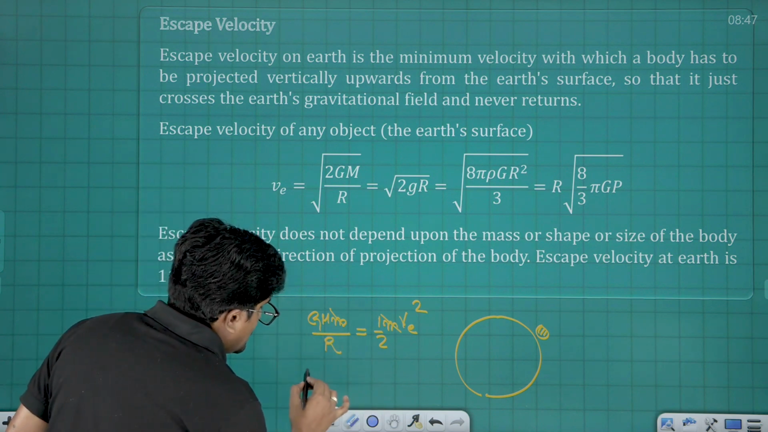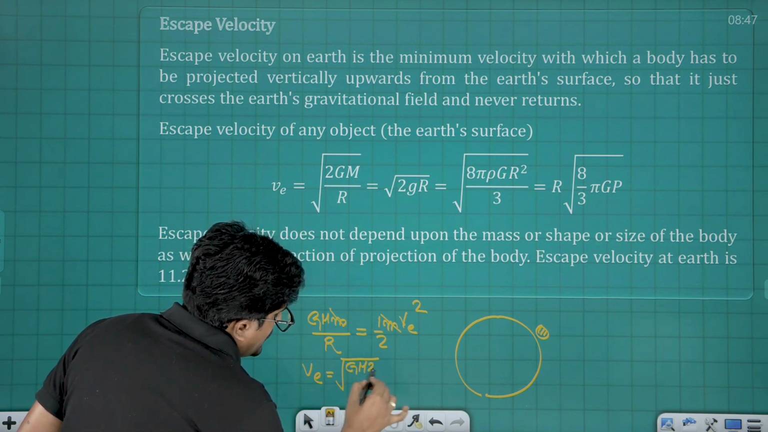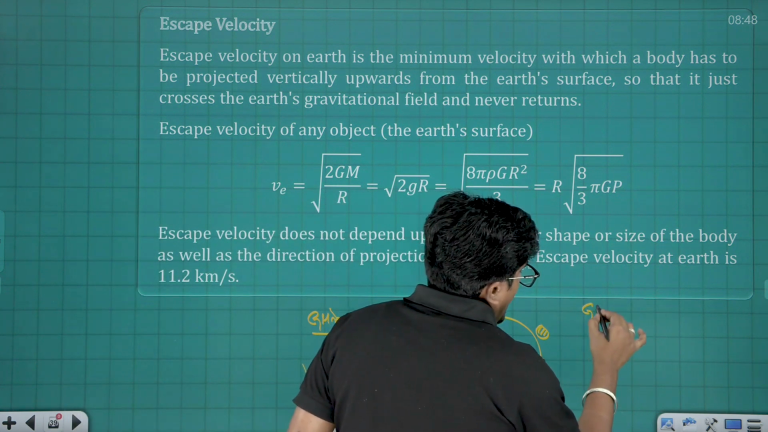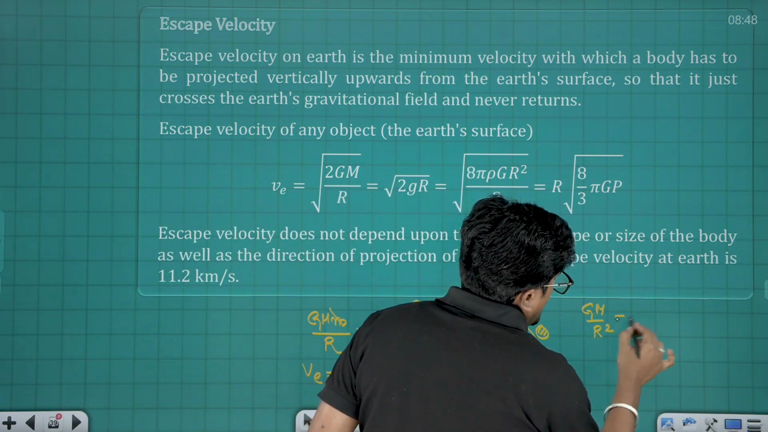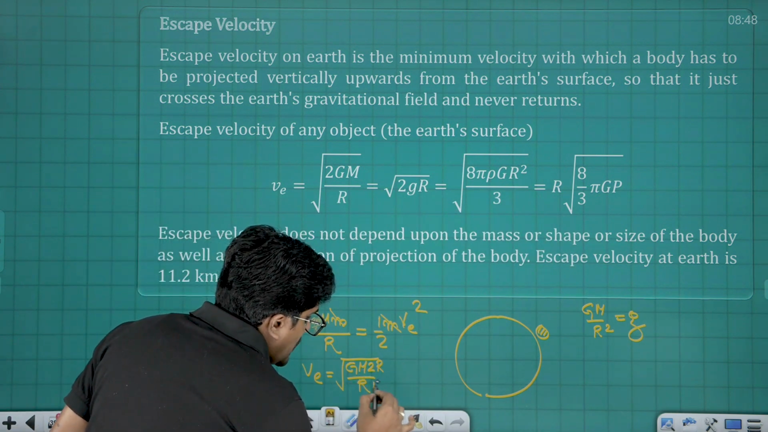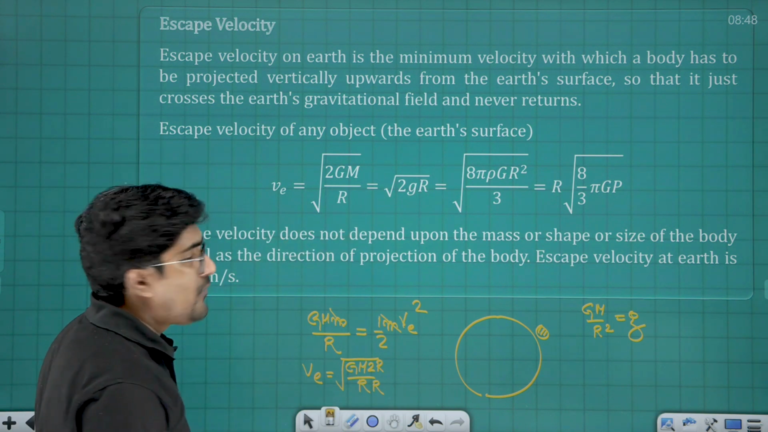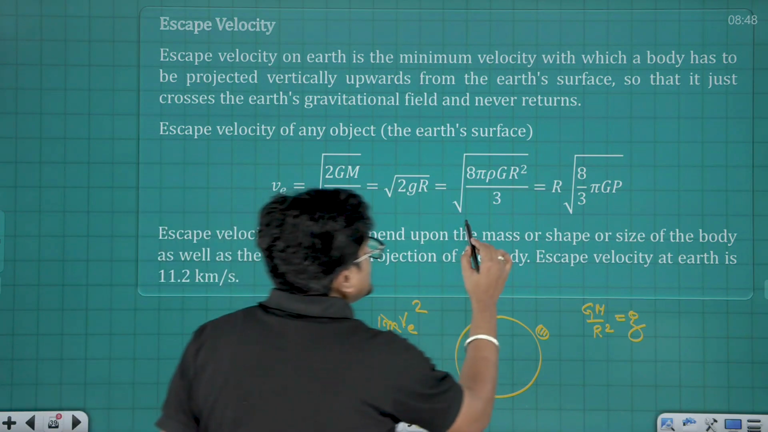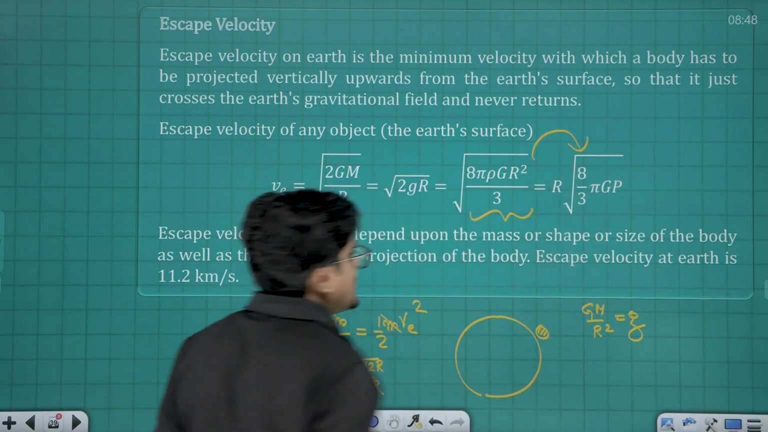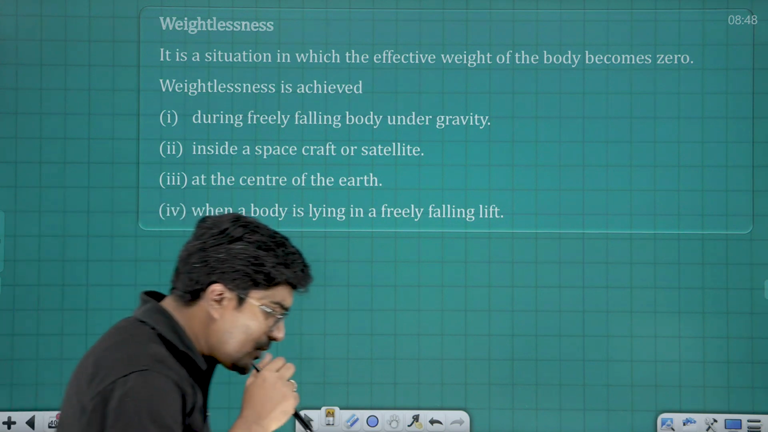So now v equals root of 2GM/R. And we all know that GM/R squared is small g. That means if I multiply this with R, it is going to be 2gR. Exactly, you can see the same relation here. Fine. Now if the mass is written in terms of density, you can have the expression in this way, and this is another modified version of the same relation. That's all. Alright, and the next one is weightlessness.